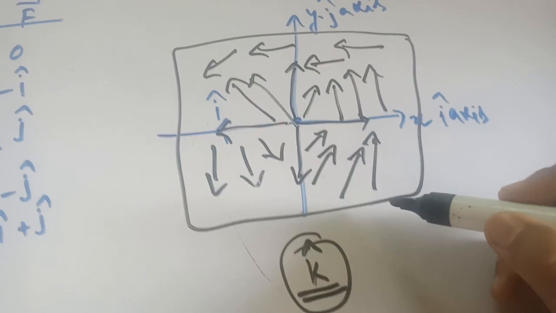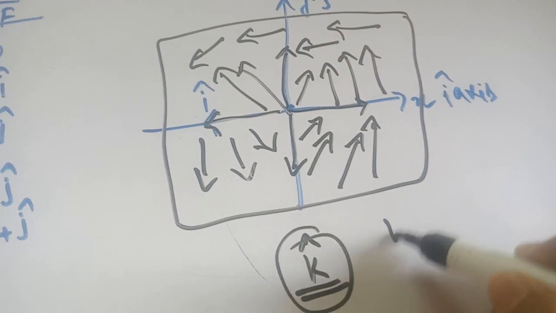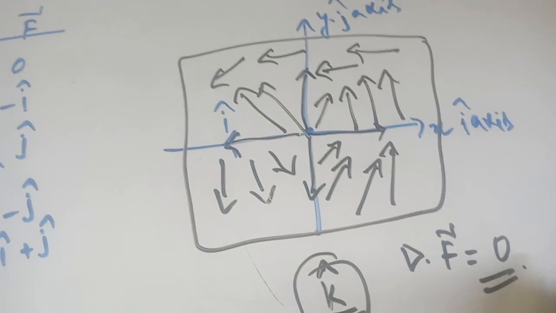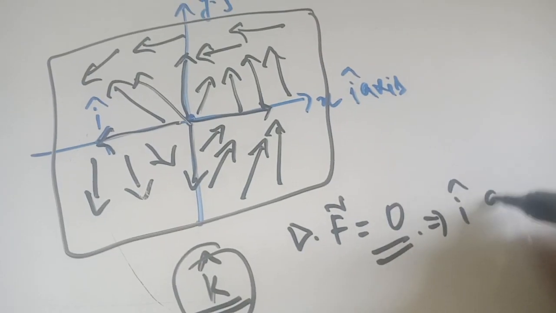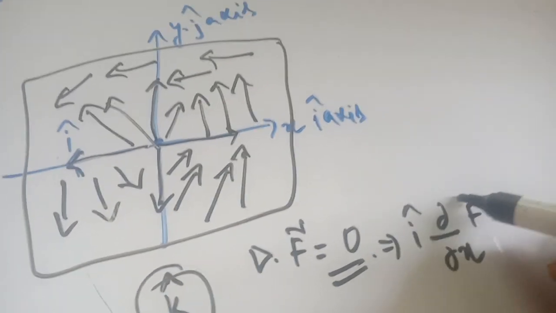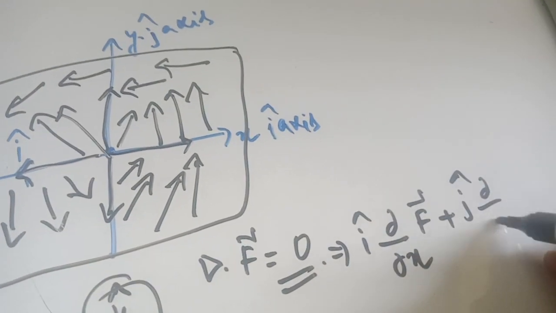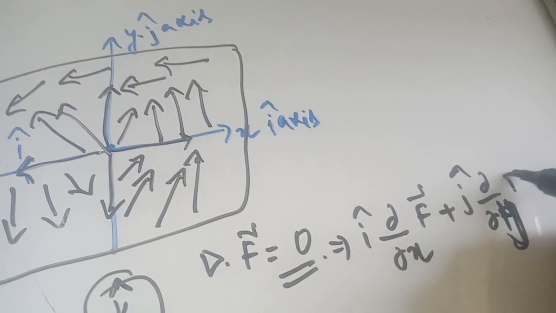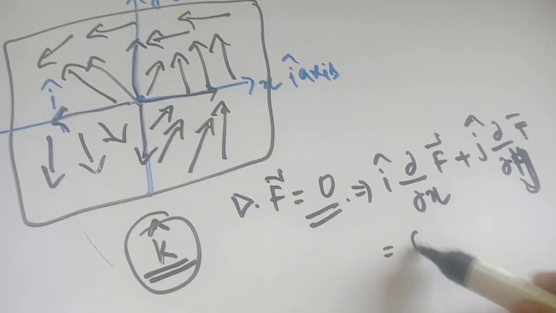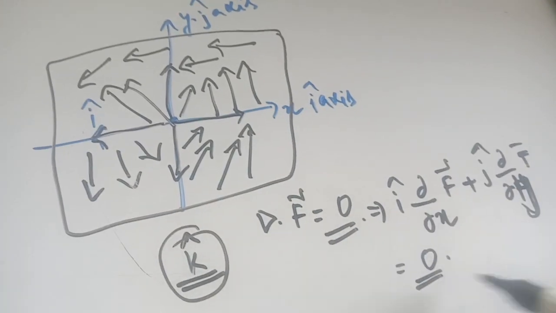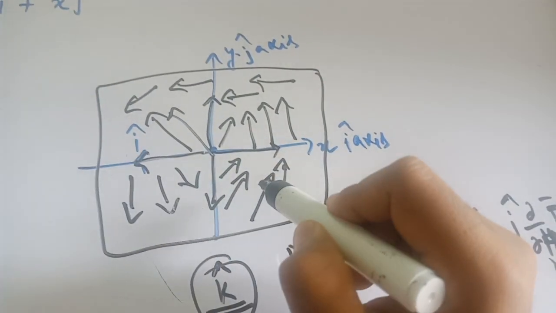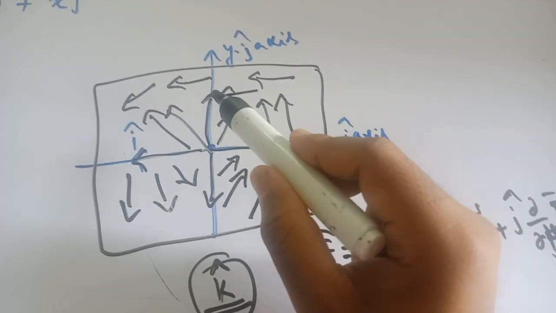If you find the divergence for this field, the divergence would be 0. The divergence formula is i cap into dou by dou x of the function plus j cap into dou by dou y of the function. If you calculate, you would get 0. That is saying that this type of function has no divergence, because all the vectors in the space are rotating around the origin in the anti-clockwise direction.